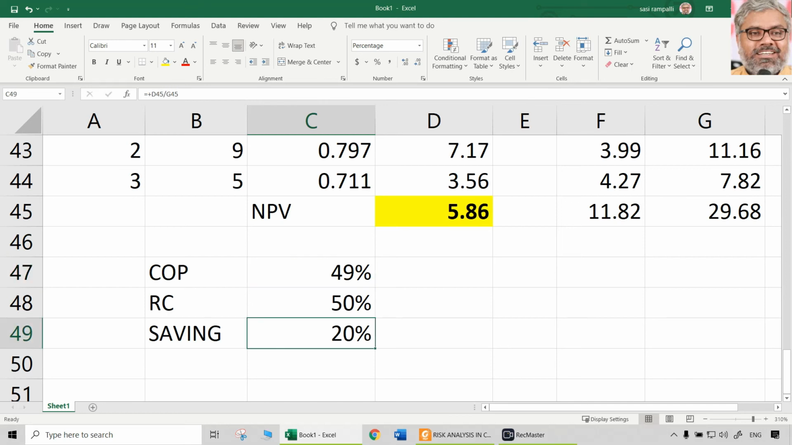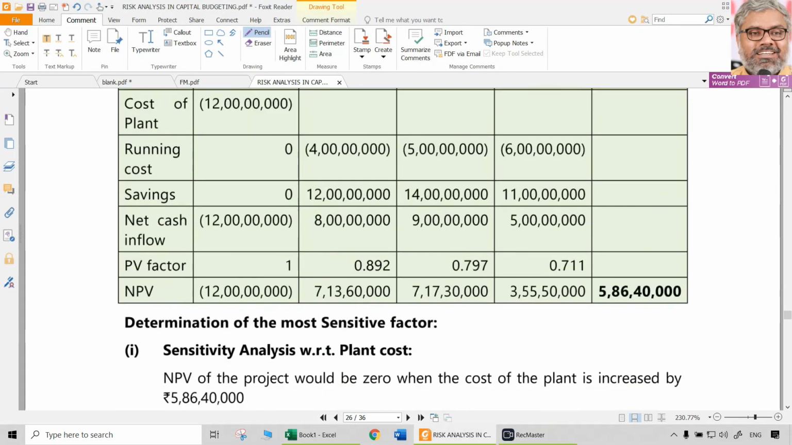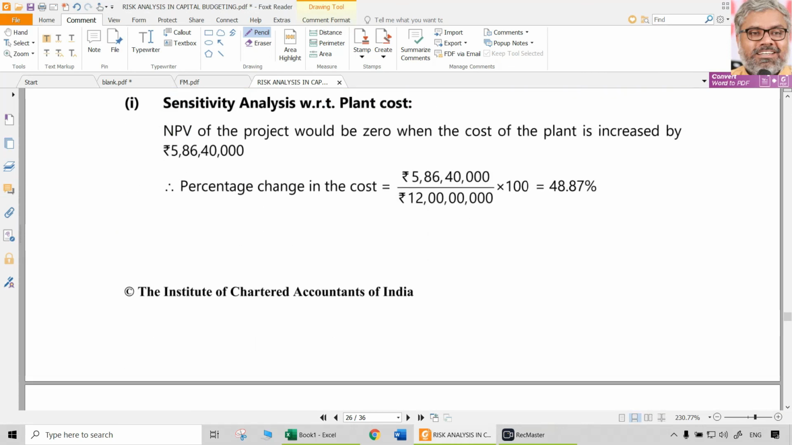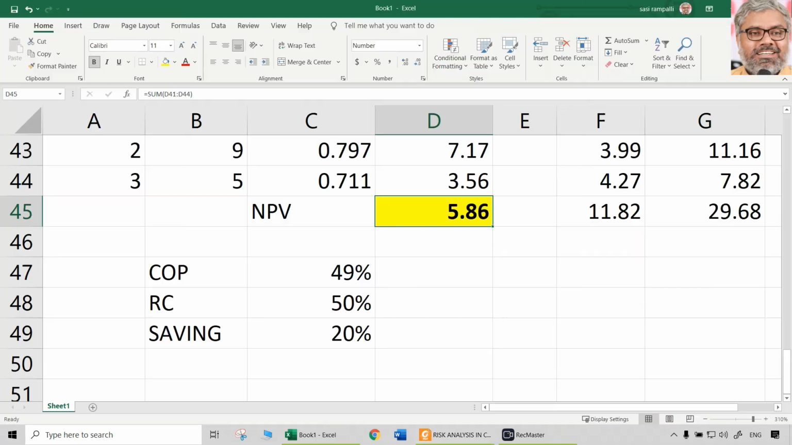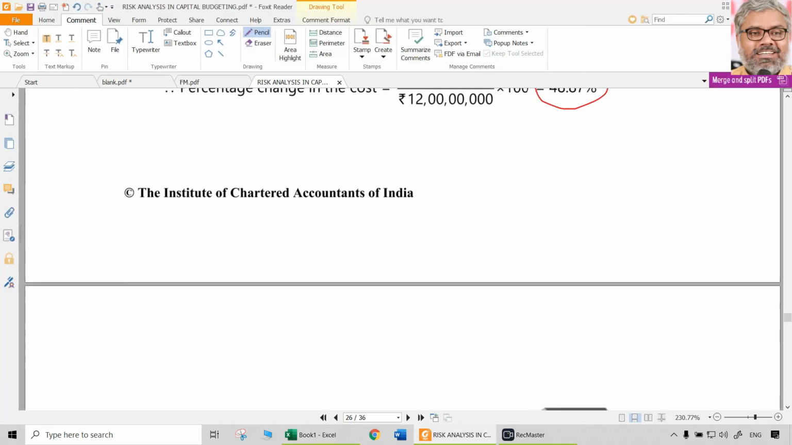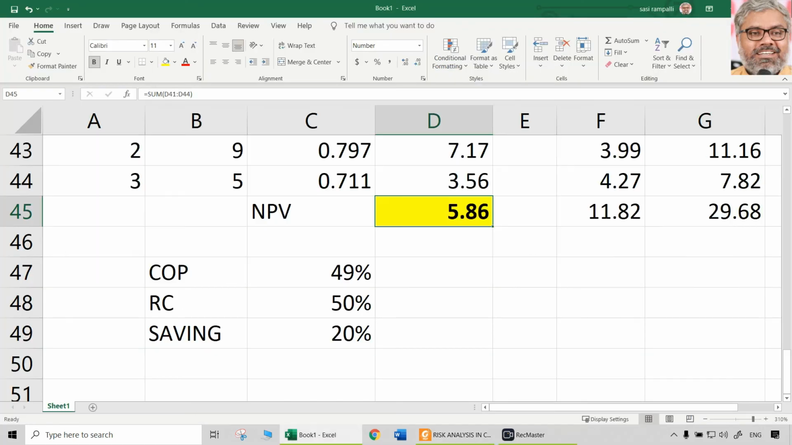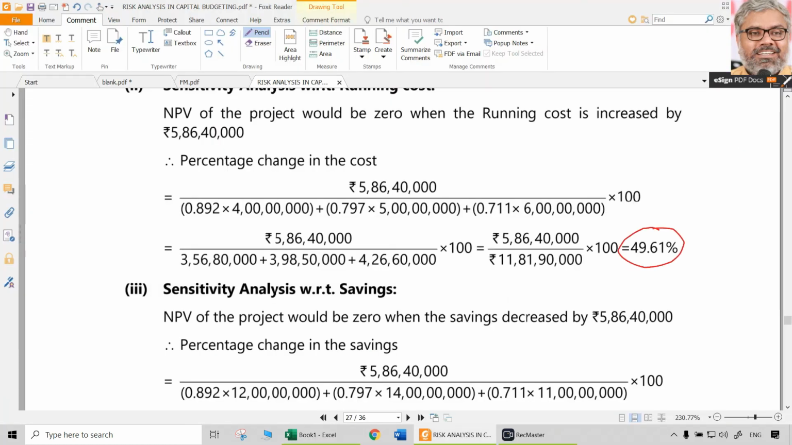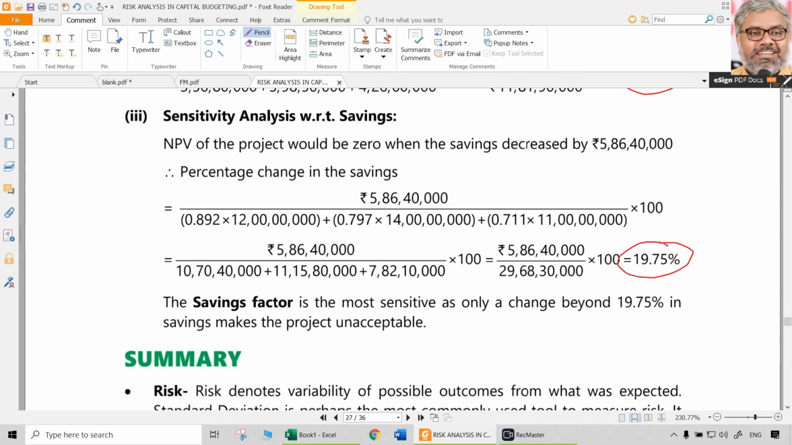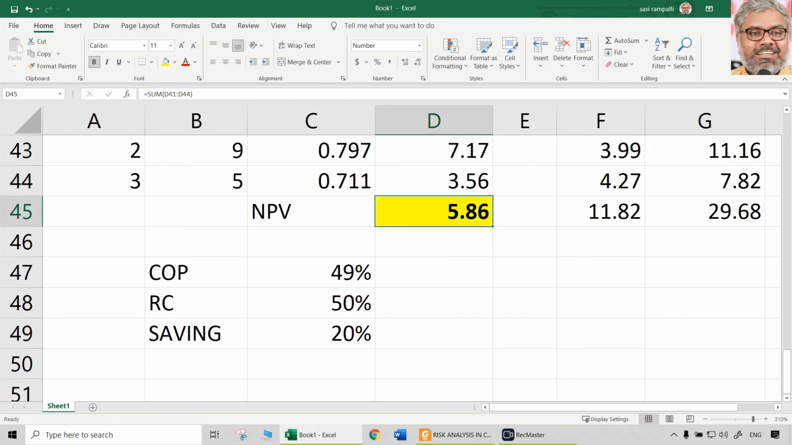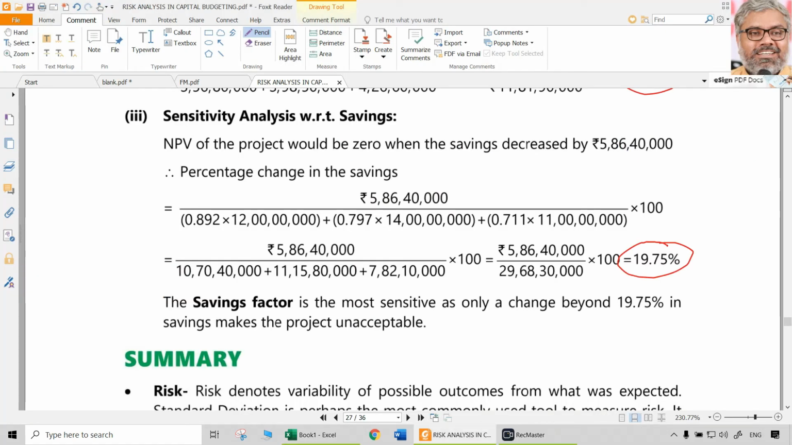So most sensitive is savings, because just a 20% decrease in that is enough to wipe out the NPV that we have projected. So that is the percentage change that is required for each of the factors so that NPV becomes 0. So that's what is the final answer. Around 49% for plant cost, around 50% for running cost, but only around 20% change in saving itself will wipe out the NPV, which means the NPV is going to be more influenced by savings. So the most sensitive factor here is savings.